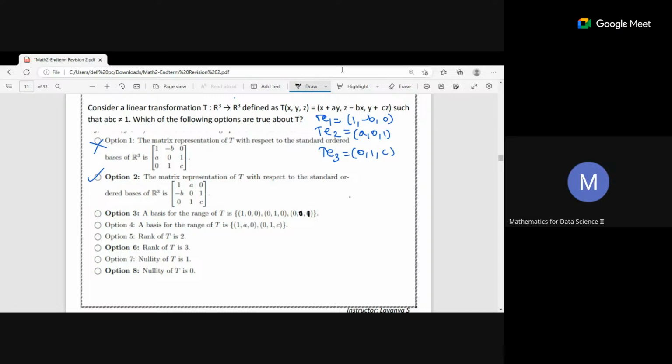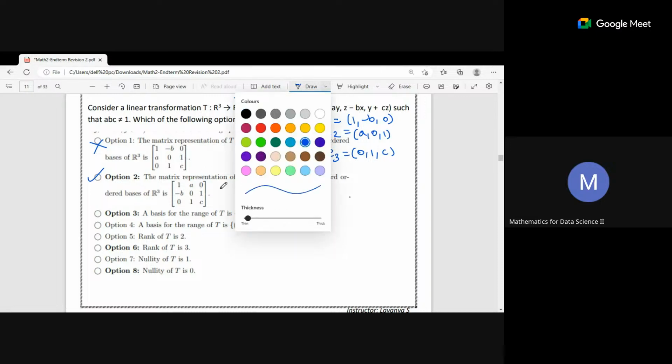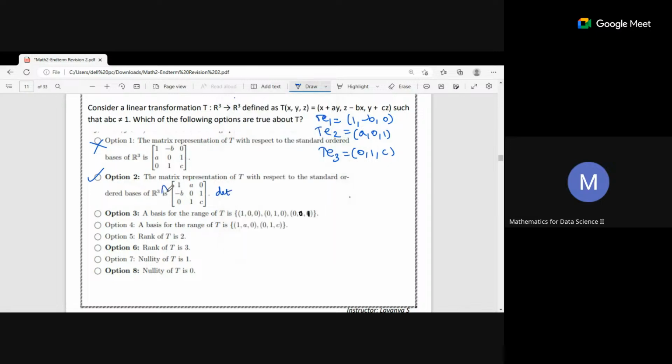So what is the determinant of this matrix here? Let us call this A. What is the determinant of A? 1 times (0 minus 1), minus a times (minus b c plus 0). So it is minus 1 plus abc. Is that correct? Yes, ma'am. It is non-zero, and it is given to be non-zero.